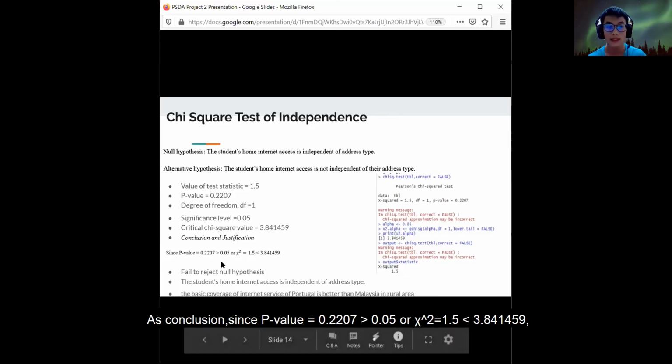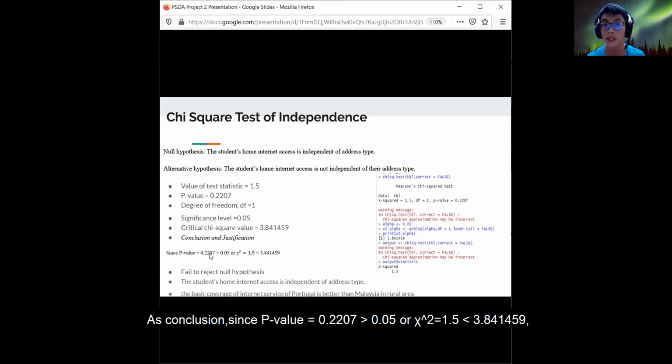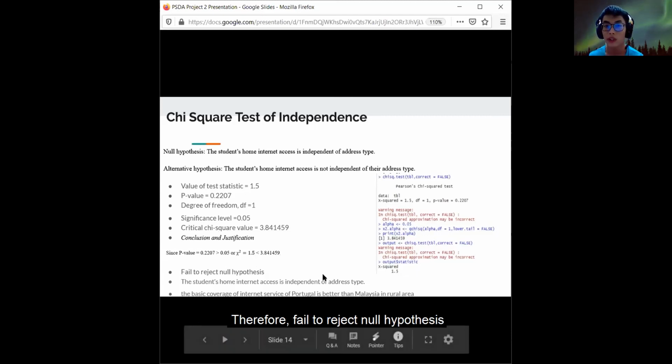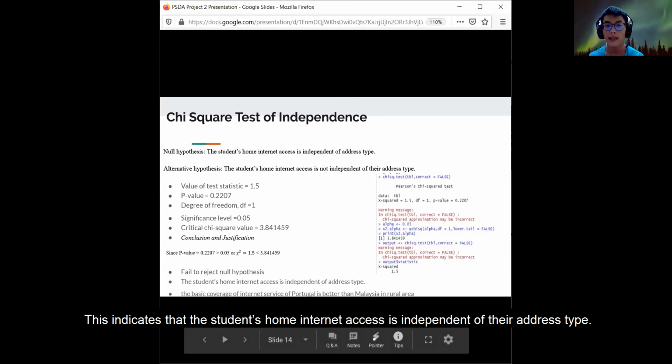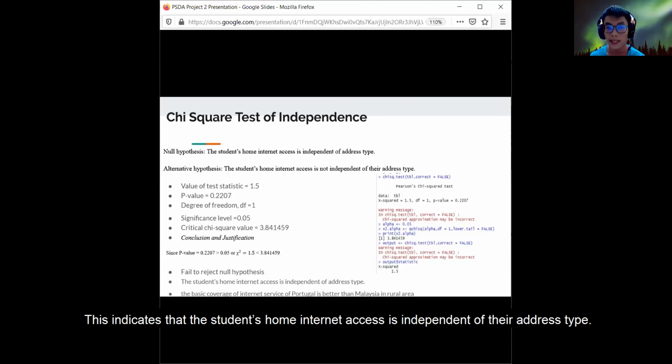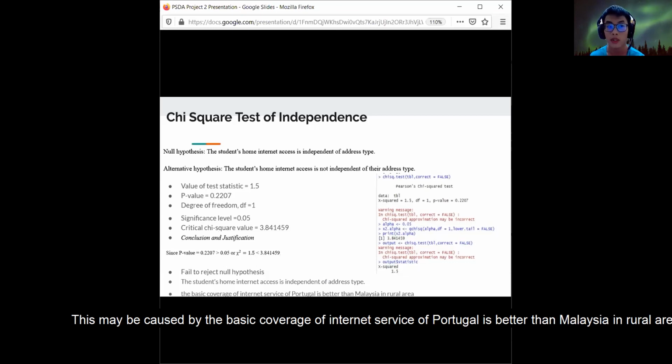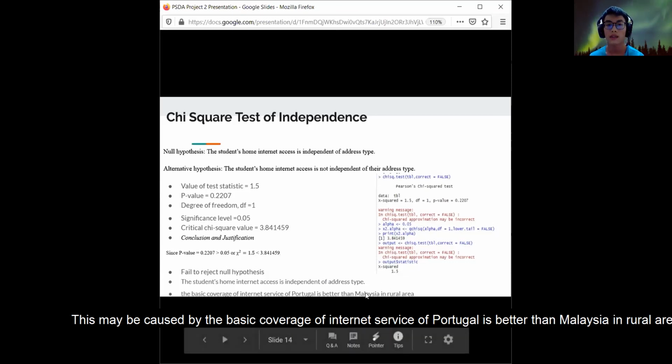As conclusion, since the p-value equals 0.2207, which is greater than 0.05, and the chi-square value equals 1.5, which is less than 3.841459, which is the critical chi-square value, therefore we fail to reject the null hypothesis. This indicates that the student's home internet access is independent of their address type. This may be because the basic coverage of internet service of Portugal is better in Malaysia than in the rural area.